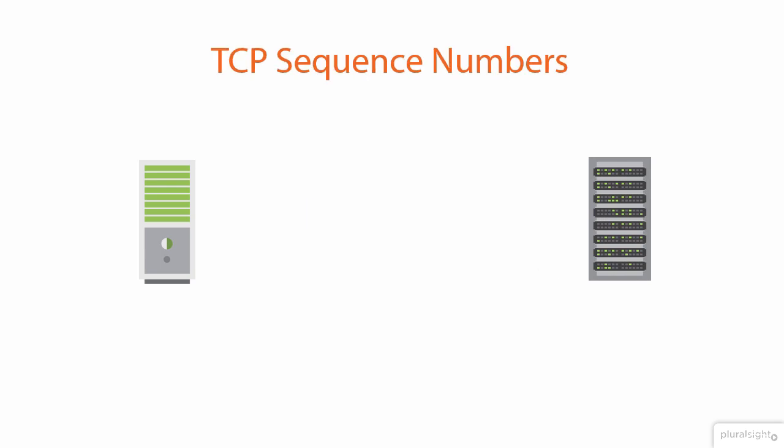Sequence numbers are where it all starts to get a bit interesting in terms of session hijacking at the network level. So let's take that same three-way handshake from the previous slide, and this time we'll add in the sequence numbers, which allow the TCP protocol to piece things back together in the correct order. So let's run through this again.